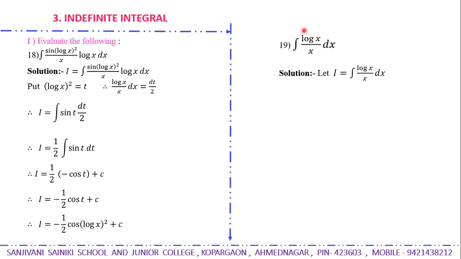19. Integration of log x upon x dx. So I is equal to integration of log x upon x dx. Put log x is equal to t, so 1 upon x dx is equal to dt. Therefore I is equal to integration of t dt, and its integral is t square upon 2 plus c. So what is t again? Log x. So (log x)^2 upon 2 plus c is the solution of this integral.